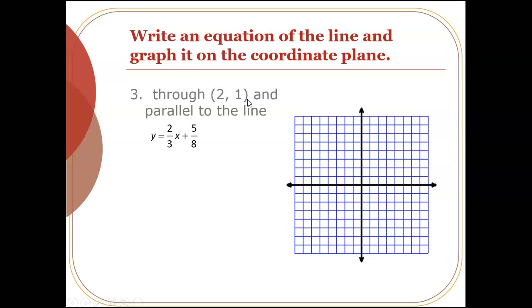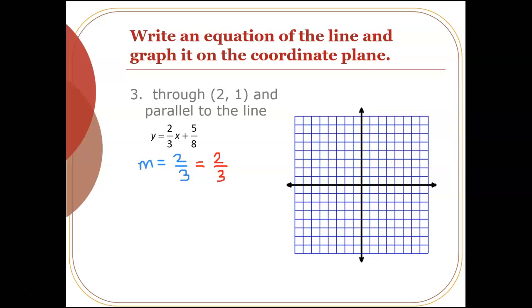Okay, same idea, different equation finding now. So now we have lines that are parallel. So now we're looking for a line that is parallel. So my original slope is 2/3, which means my new slope is also 2/3.